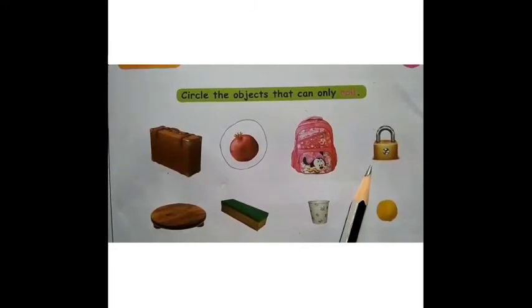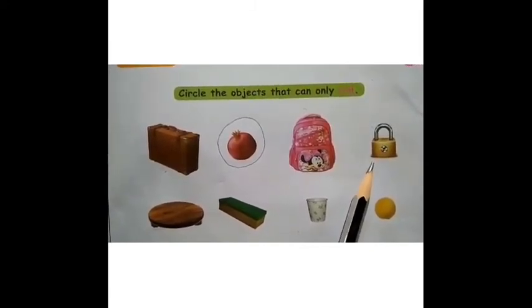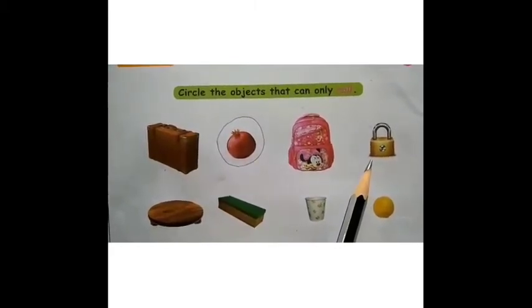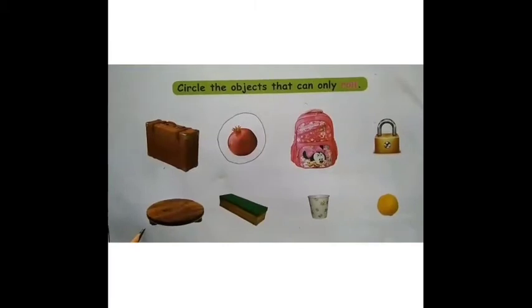Let us see the fourth one. Children, the fourth picture is what? The fourth picture is a lock. It is a flat object. Can it roll or slide? It can only slide.